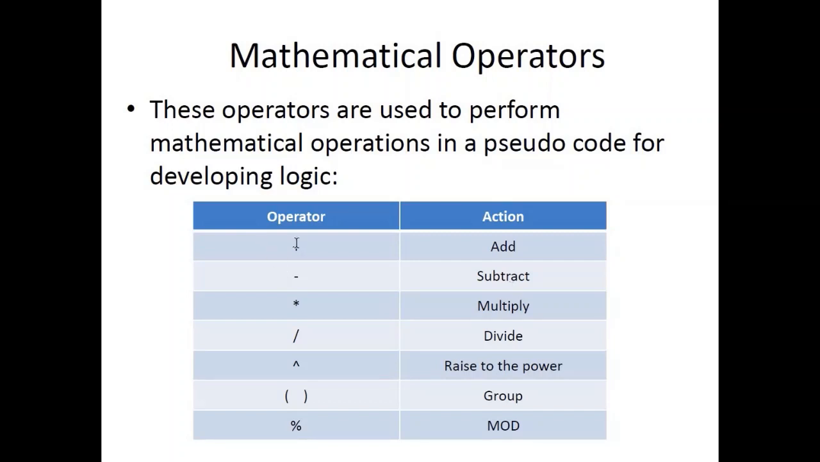Next we have mathematical operators: plus, minus, multiply, divide, raise to power. This is known as cap, and we use this if you want to show some number in terms of power. For example, 2 raised to power 8 or 10 raised to 10, for example 2 raised to power 10, or so on. If you want to group segments of a formula together, then we use brackets, and if you want to apply a mod function, we use the percentage sign. Mod is the modulus function. It divides two given numbers and tells you the remainder.